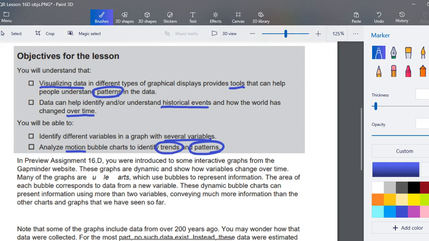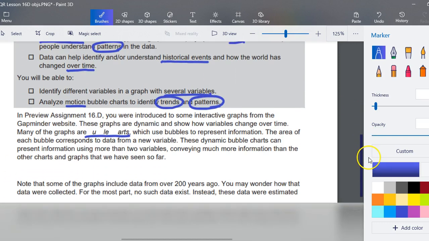In Preview 16D, you were introduced to some interactive graphs from the Gapminder website. These graphs are dynamic and they show how variables change over time. Many of the graphs are bubble charts, which use bubbles to represent information. The area of each bubble corresponds to data from a new variable. These dynamic bubble charts can present information using more than two variables, conveying much more information than the other charts and the graphs we have used so far.